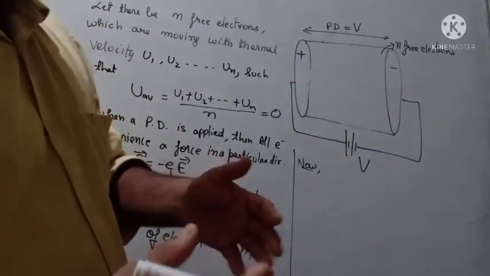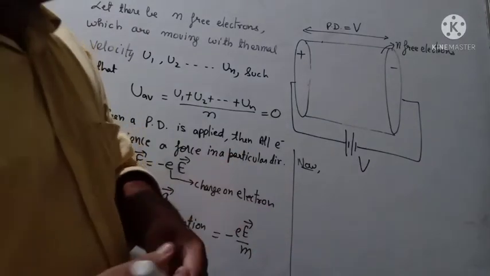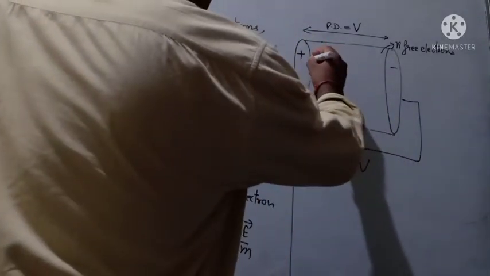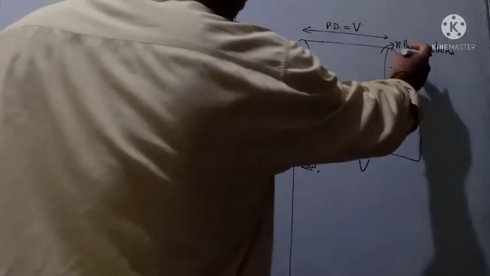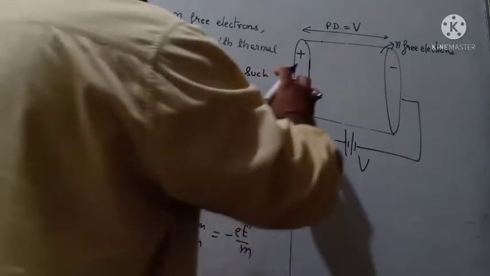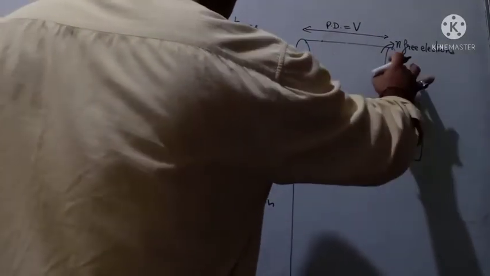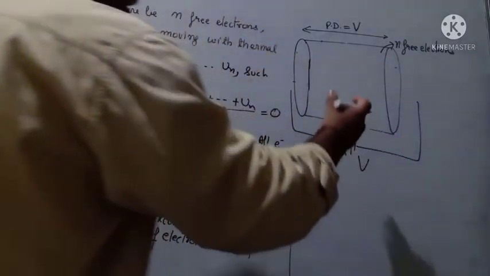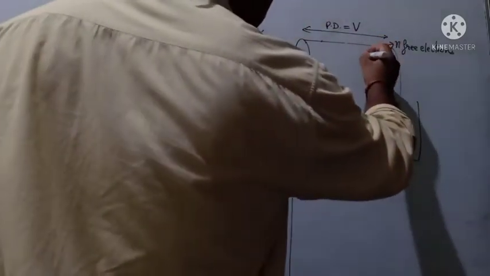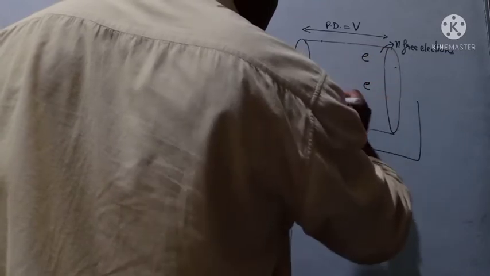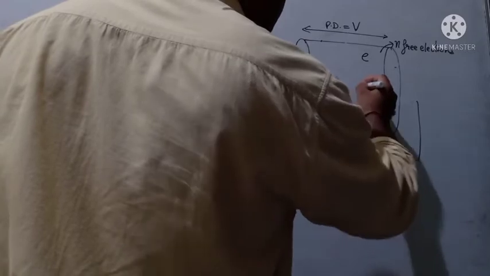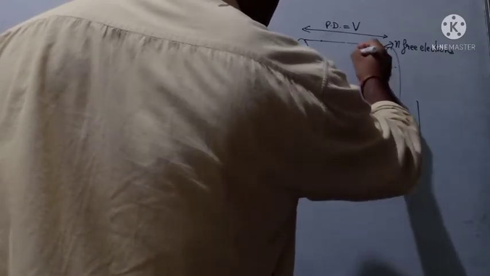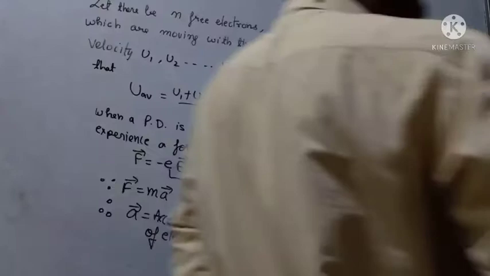Today our topic is drift velocity. What is drift velocity? For that purpose, consider a conductor having n free electrons. When we have not connected it to any source of EMF, then all the electrons will move in random fashion.